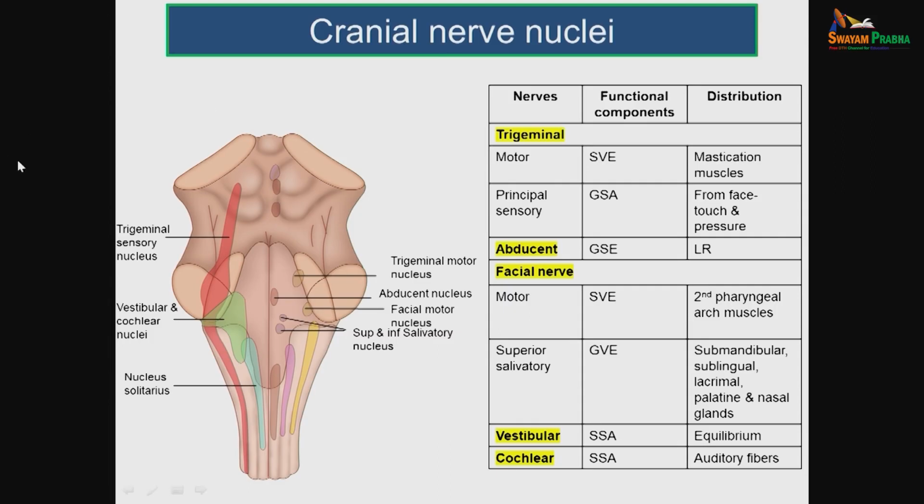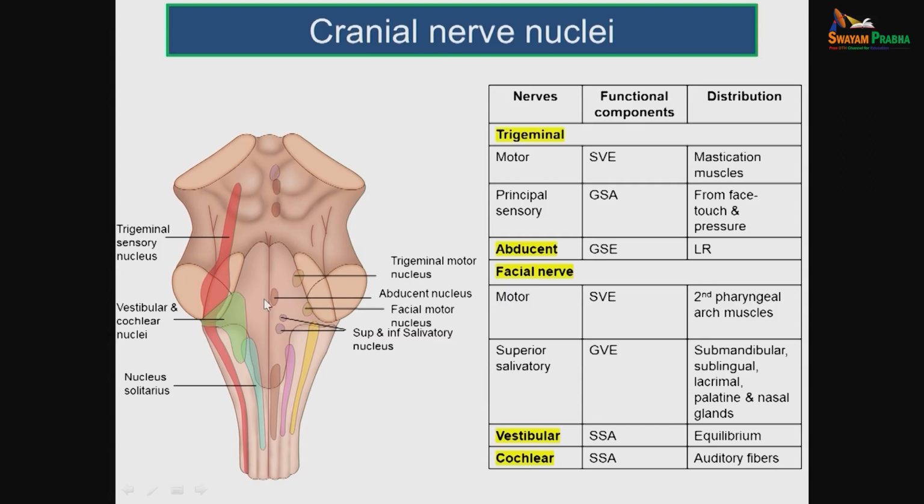Now let us take the trigeminal nerve. I said the trigeminal nerve has a motor component and a sensory component. The motor component is the special visceral efferent component. Special visceral means it supplies the muscles derived from the branchial arches, the pharyngeal arches, that is the muscles of mastication. Then the sensory component of the trigeminal nerve is the general somatic afferent, which carries touch and pressure from the face. So the trigeminal nerve has both motor as well as sensory components.